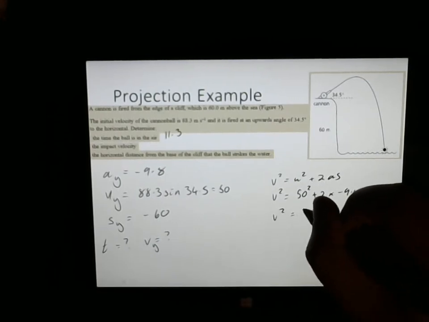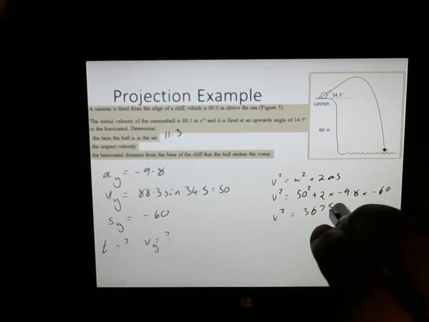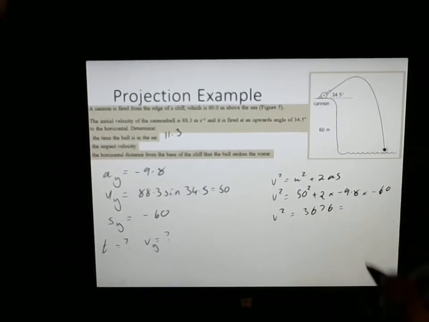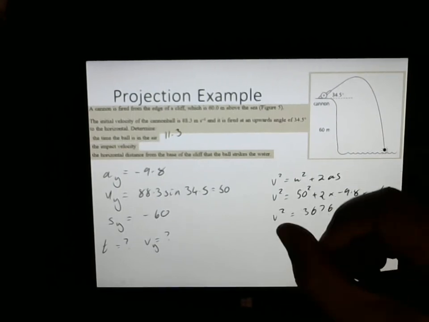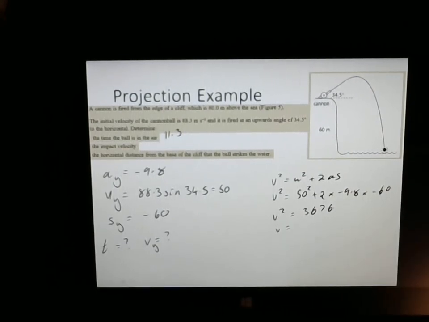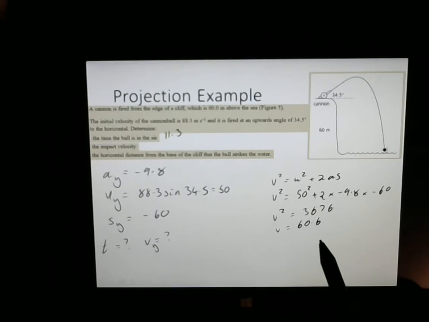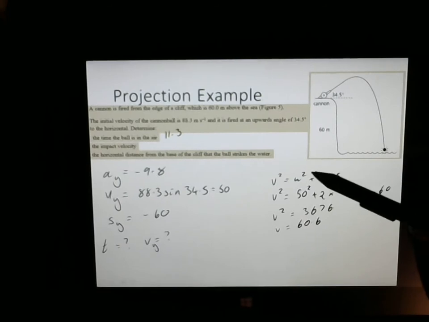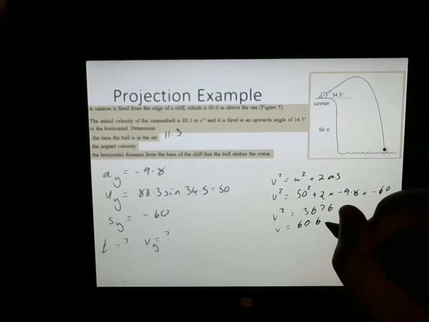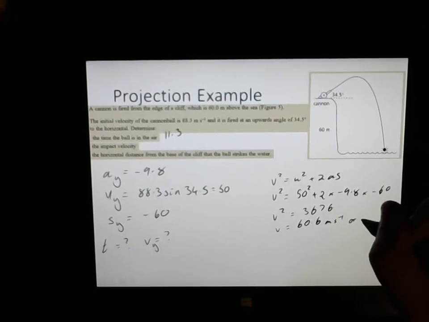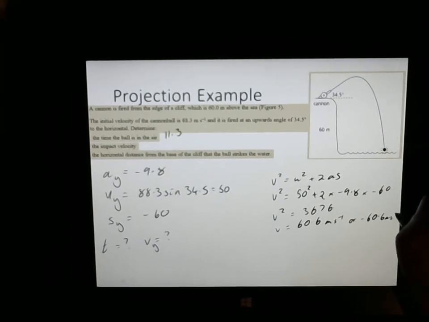V squared equals 76... and that means V is equal to... Remember though, 60.6. Hey, didn't we just see that number a second ago? This is the same thing as the determinant, my b squared minus 4ac in there. It's something that pops up quite a bit, so you'll learn to recognize some of these little tricks. 60.6 meters per second, or negative 60.6 meters per second.